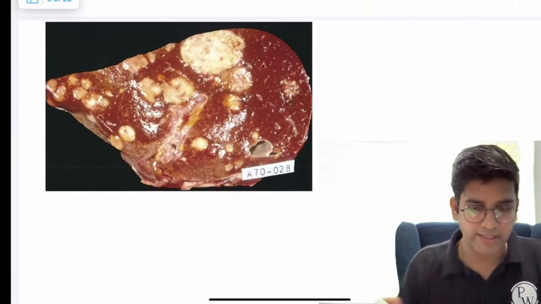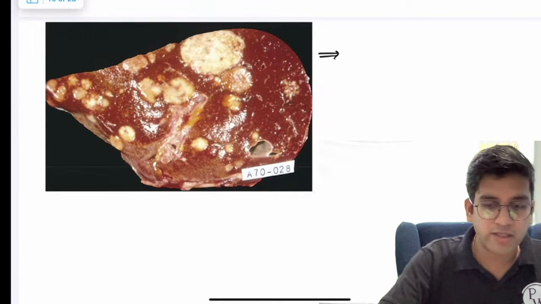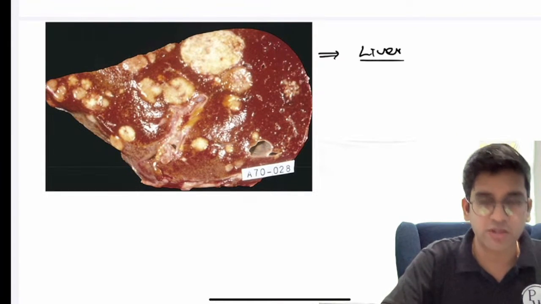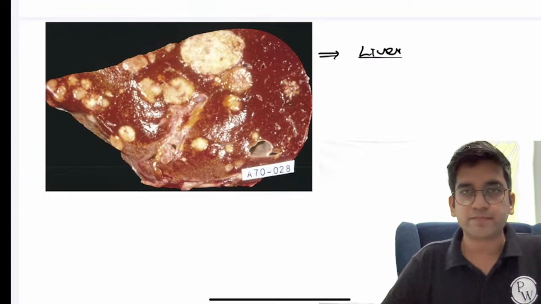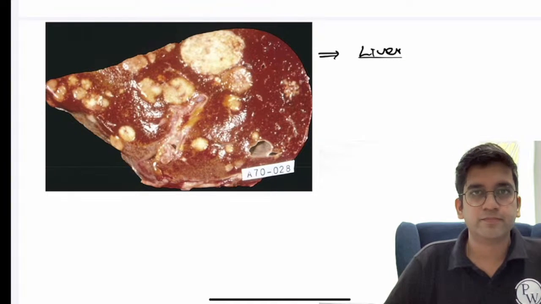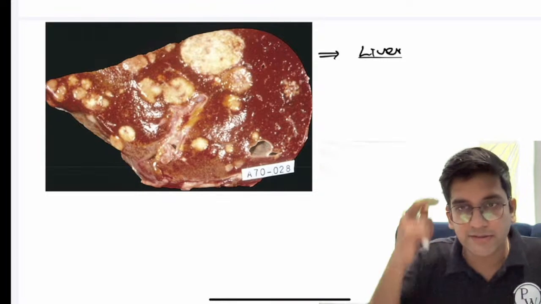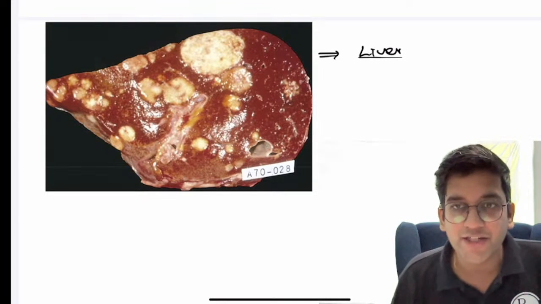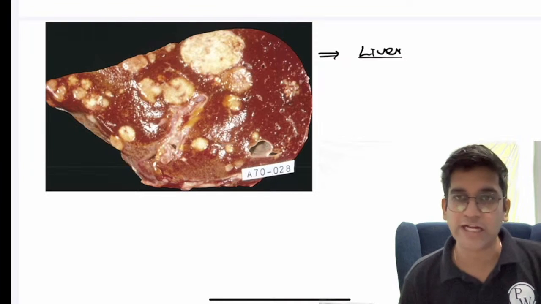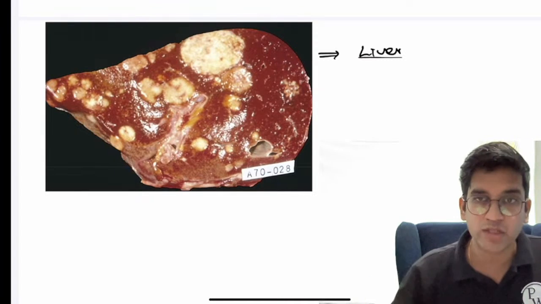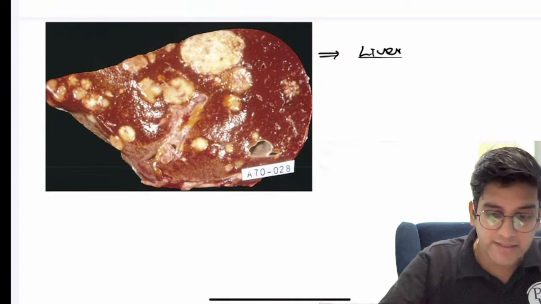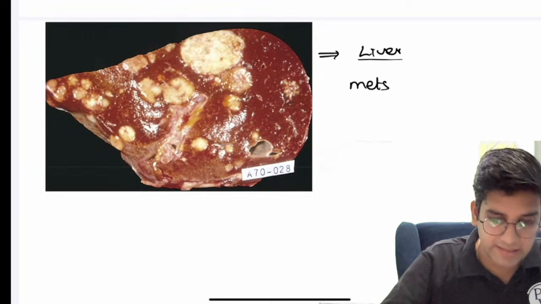Okay. Now next. Organ is liver. Spotter. What comes to your mind first? Liver, gross. What comes to your mind first? Organ, liver, I said, right. Okay. It's not nutmeg liver. This is not nutmeg liver. This is a classical sign of metastasis.